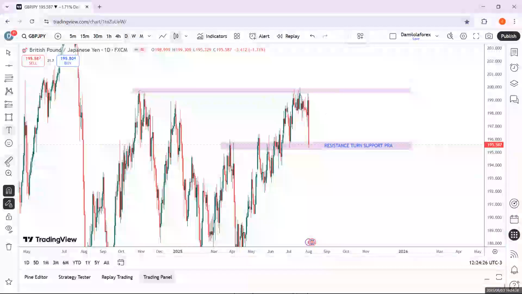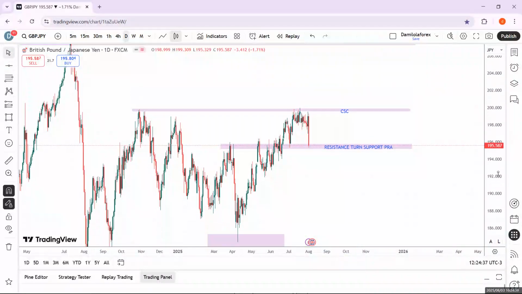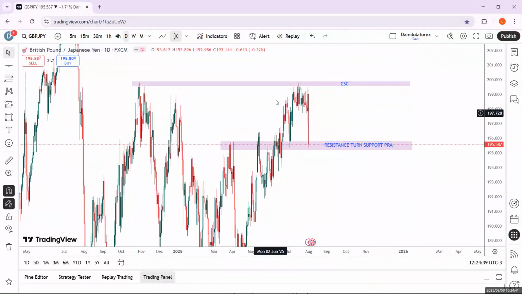So let's tag this level here as CSC. Okay, let's tag this level here as CSC. CSC means current structure circle. Okay, so now let's go ahead and read the structures and see how we can tap into our entry.